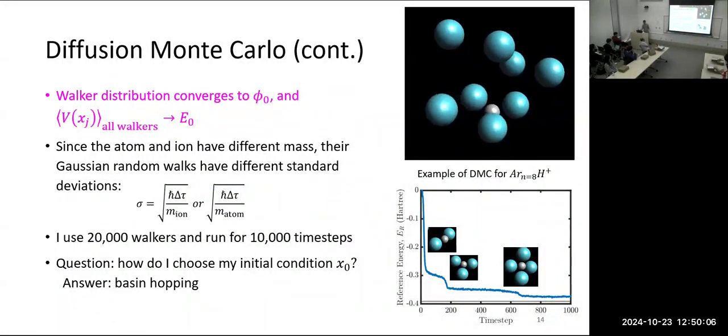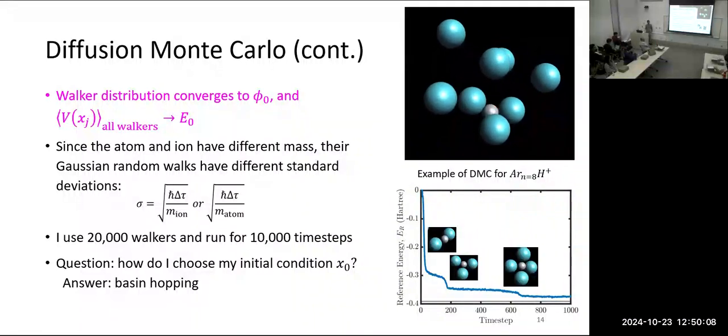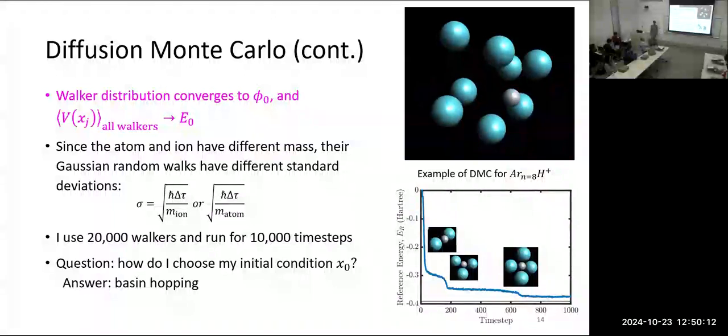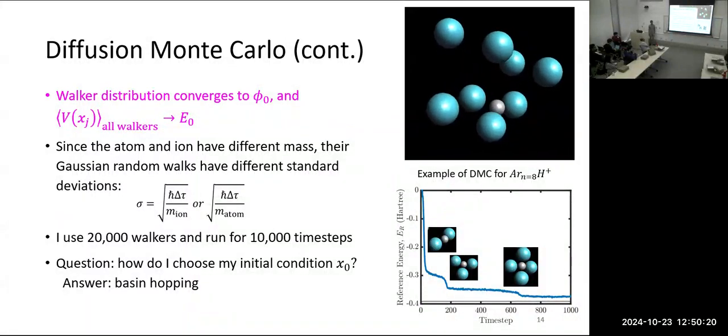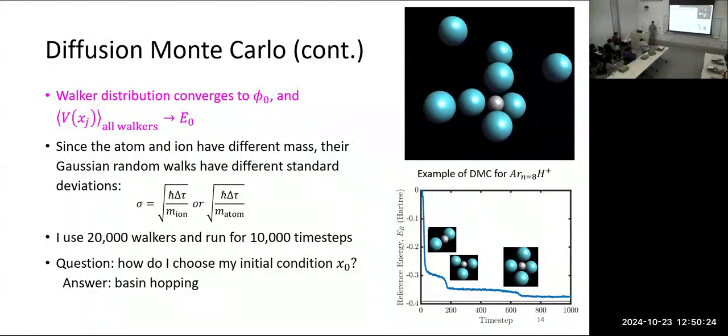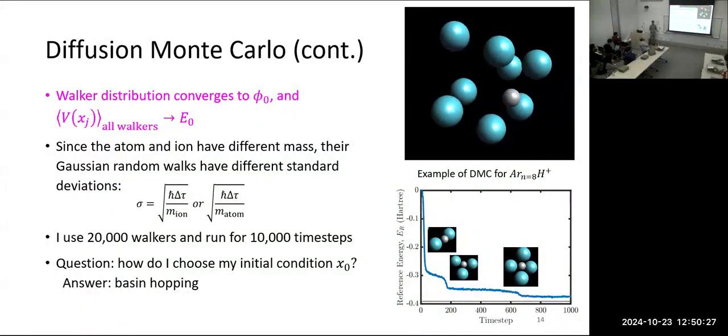Any other questions or comments? Yep. So when you do the diffusion Monte Carlo and you have the time steps, do you move only one atom or do you move all of them? Since a walker consists of the coordinates of all of them, I move all of them in one time step.